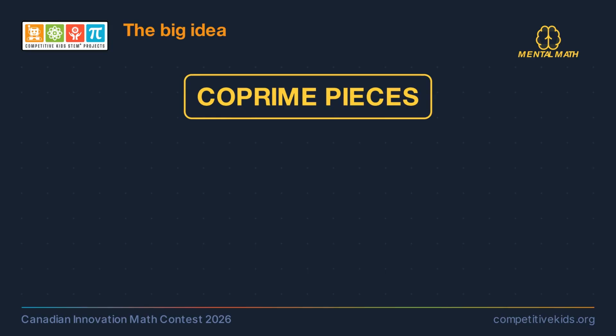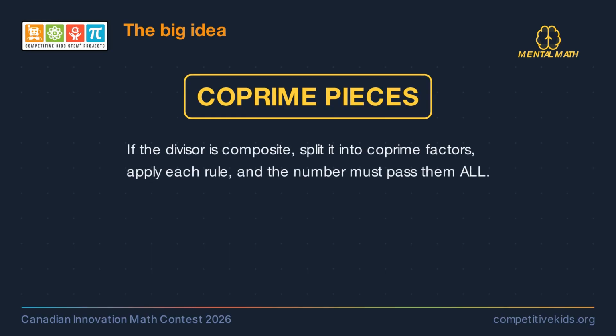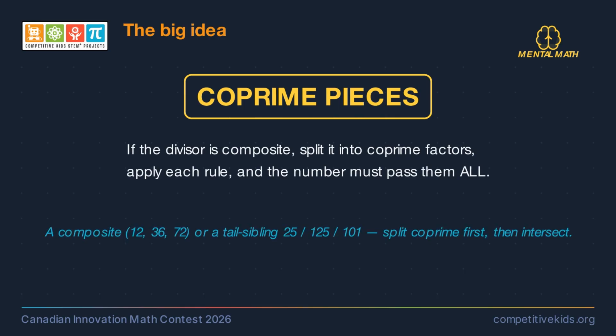This is the coprime pieces rule. If the divisor is composite, split it into coprime factors, apply each rule, and the number must pass them all. A split that shares a factor leaks false positives. Look for a composite divisor, like 12, 36, or 72, or a tail sibling, 25, 125, or 101. Split coprime first, then intersect. Every test isolates the smallest piece the divisor can see.